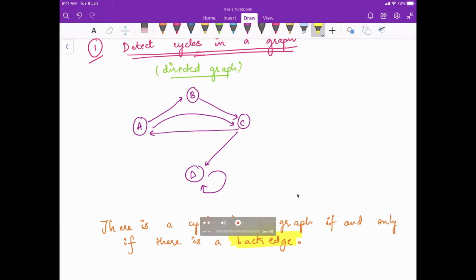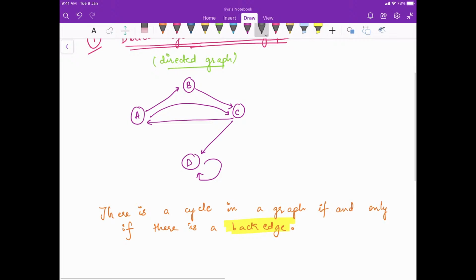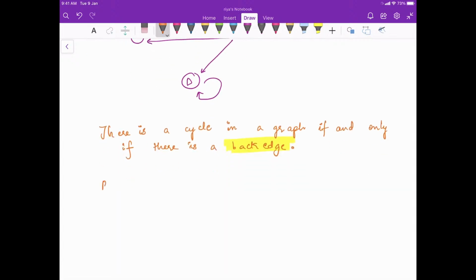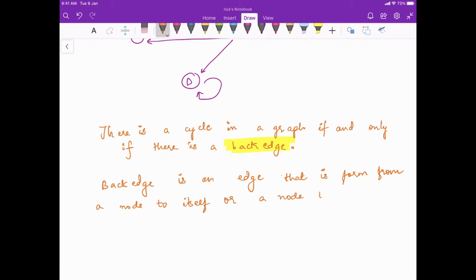Perfect. So the condition is that a cycle can exist in a graph only when there is a back edge. Now what exactly is a back edge? A back edge is an edge that is formed from a node to itself, or from a node to one of its ancestors.